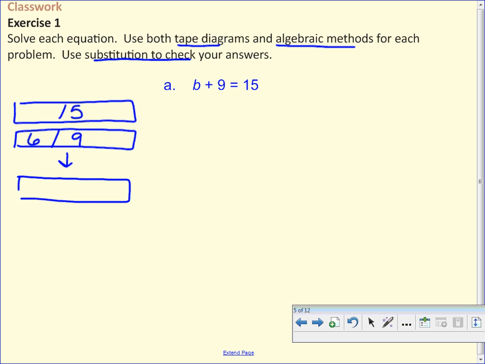Here's my 15 again. And I know from my equation that B plus 9 would equal 15.